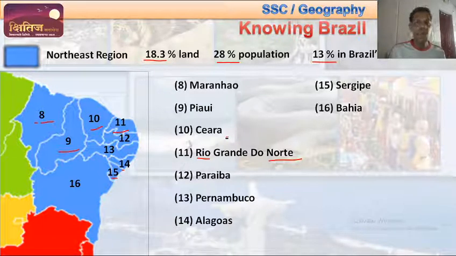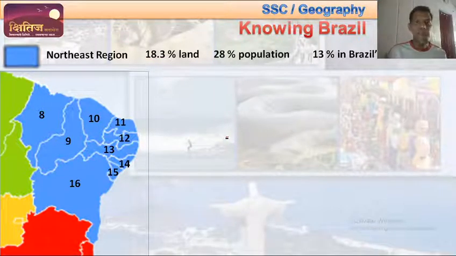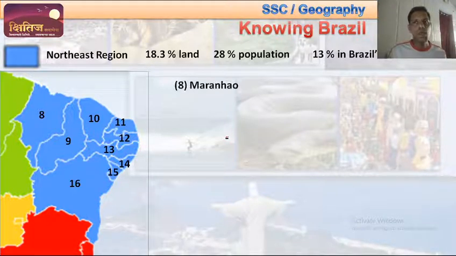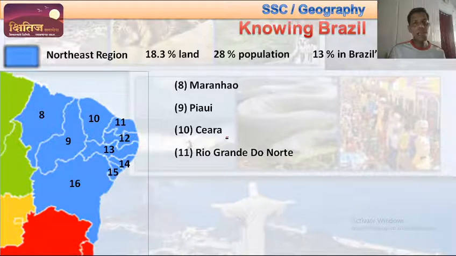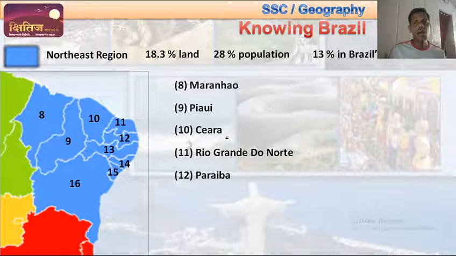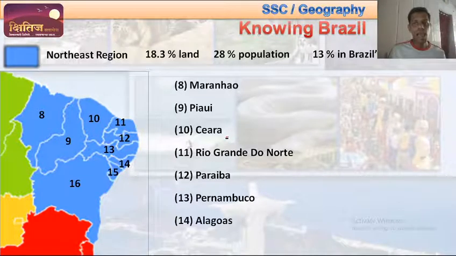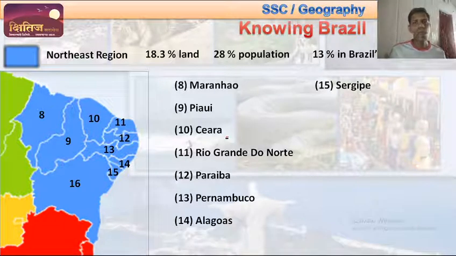Let us revise their names once again. Number 8 is Maranhão. Number 9 is Piauí. Number 10 is Ceará. Number 11 is Rio Grande do Norte. Number 12 is Paraíba. Number 13, Pernambuco. Number 14 is Alagoas. Number 15 is Sergipe. And last, number 16 is Bahia. So these are the 9 states which belong to the northeast region.